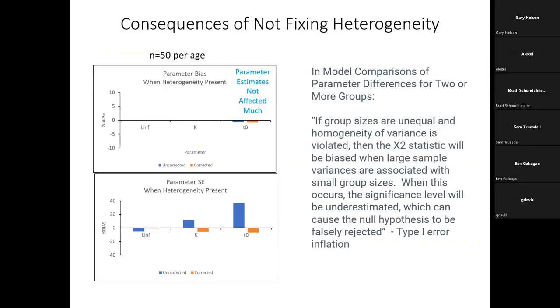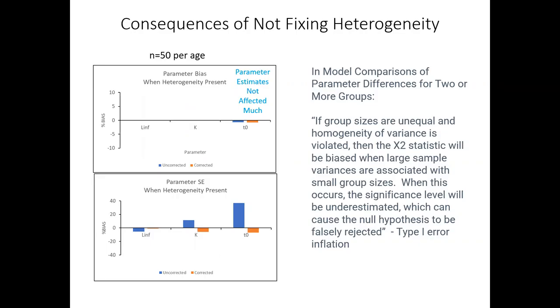So what are the consequences of not fixing heterogeneity? Well, I did some simulations where I had the true value. I had developed observations that have heterogeneity present, and there really is no impact on the parameter estimates. You see on this graph, on the left, I was looking at percent bias from the true values, and the upper graph is for the parameters themselves, and there was really no bias if you don't correct the heterogeneity.